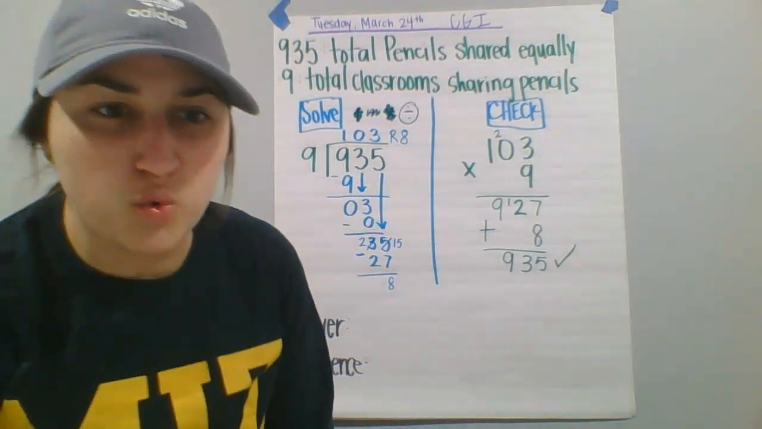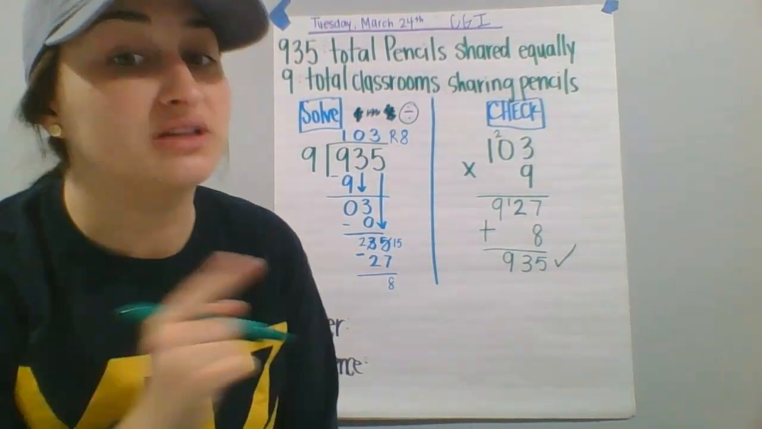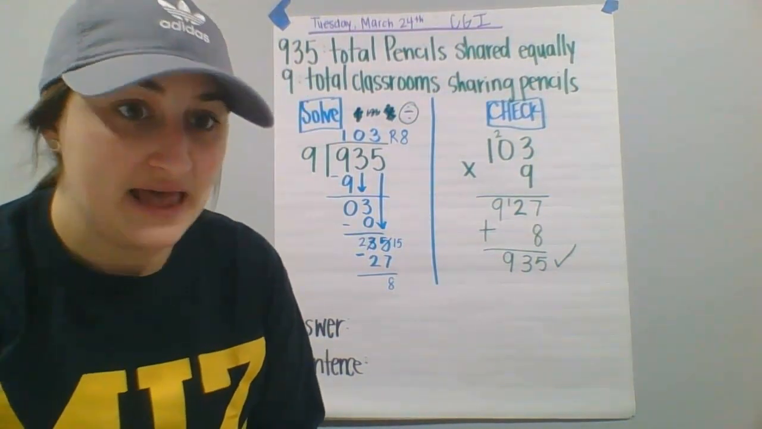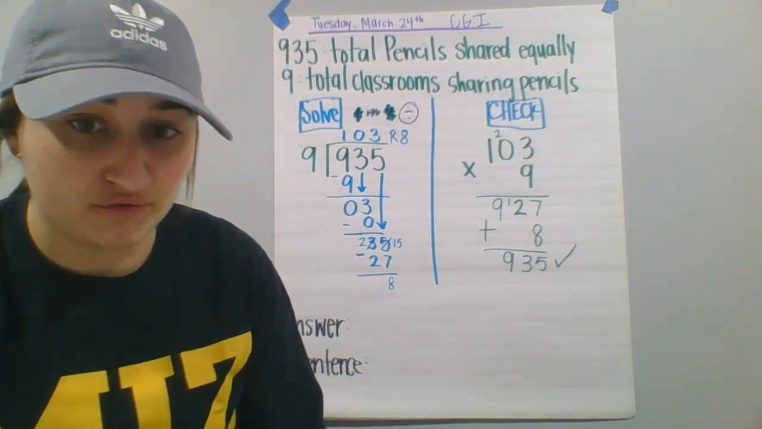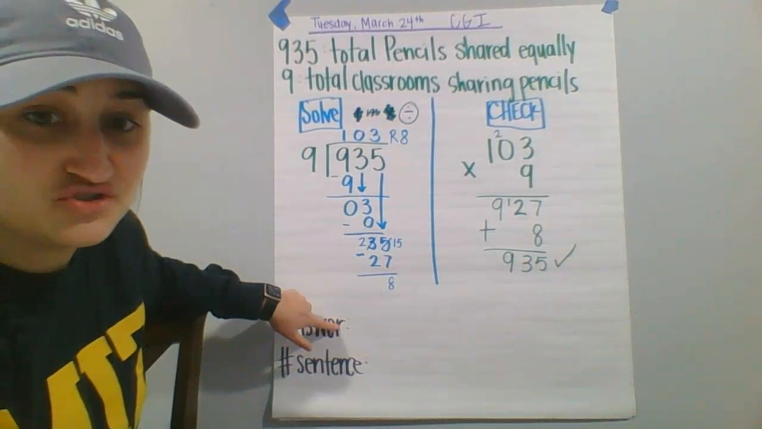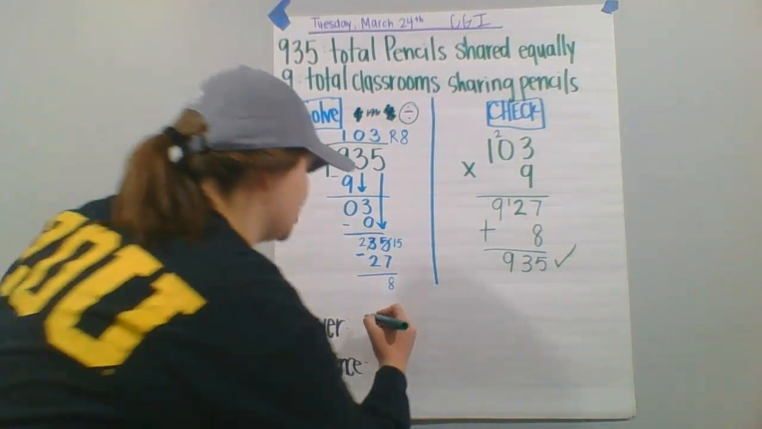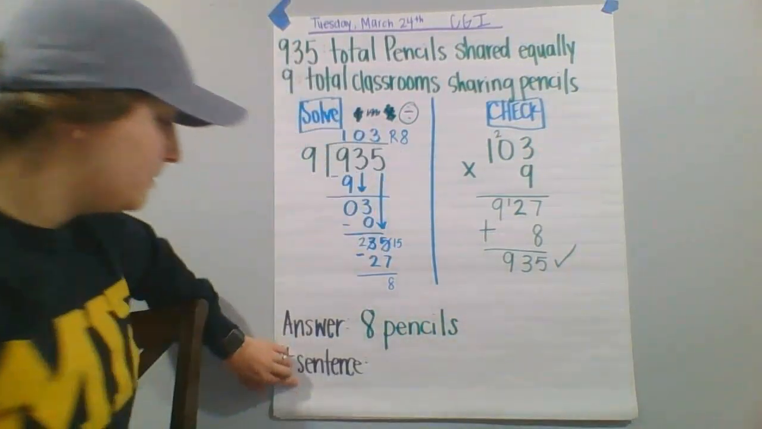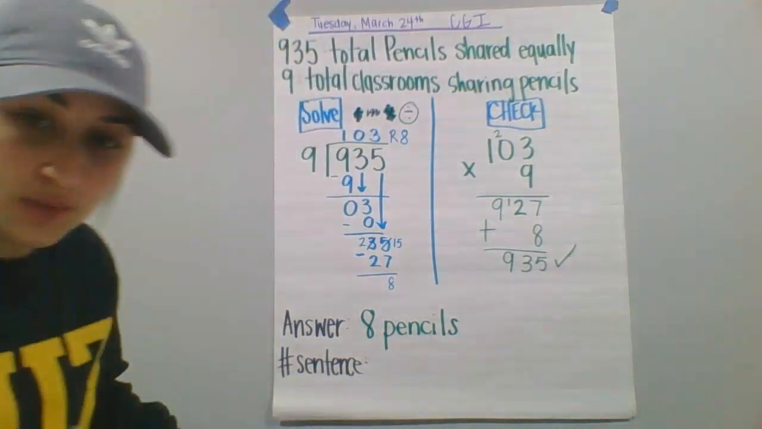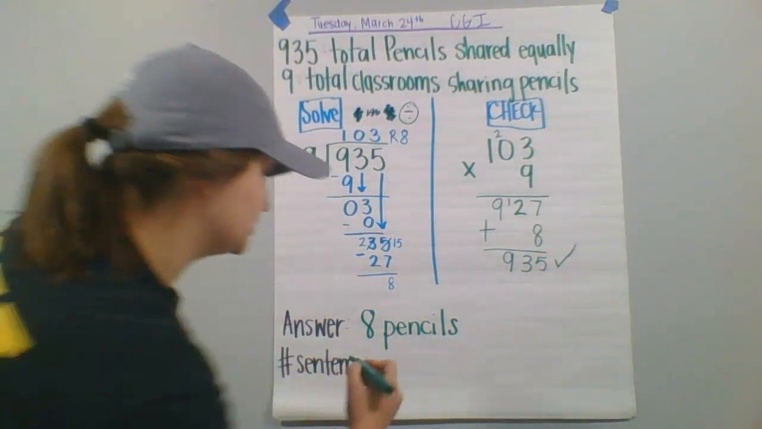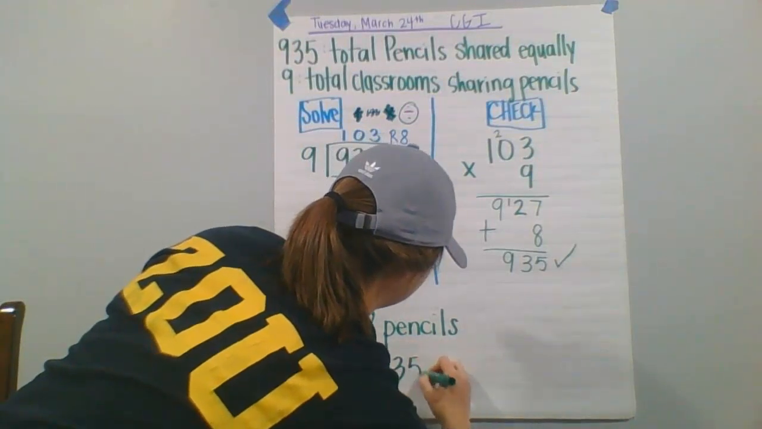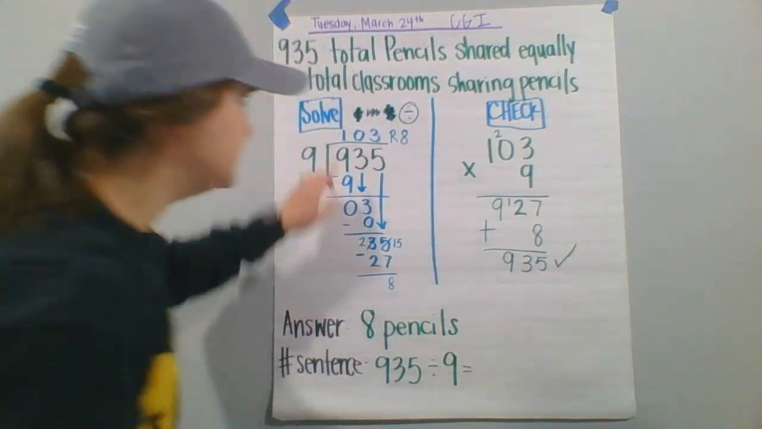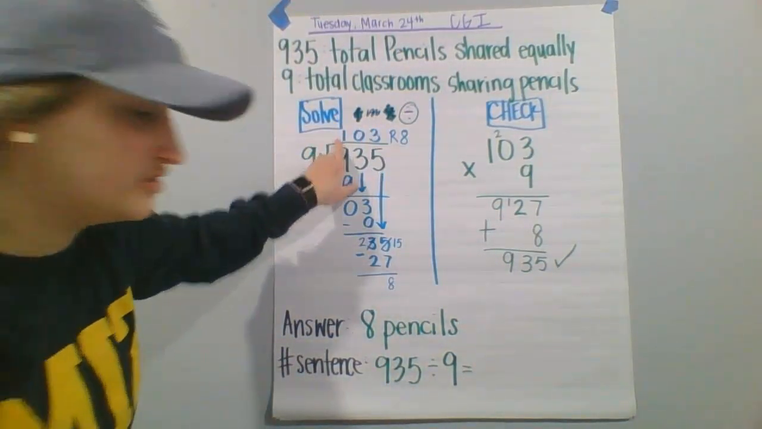But remember, our question was not asking how many pencils each classroom is going to get. Our question was asking how many pencils the library is going to get. And the library gets the pencils that are left over. So our answer actually is not 103 remainder 8. Our answer is just 8 pencils. But down here on our number sentence, we want to make sure we represent the problem that we did, which was 935 divided into 9 equal sections, which did give us an answer of 103 remainder 8.